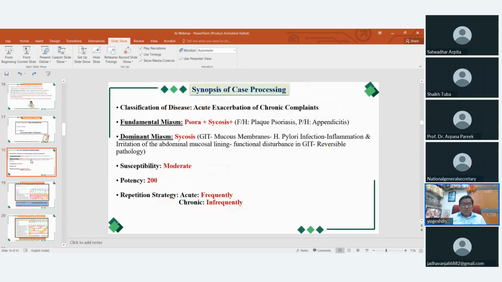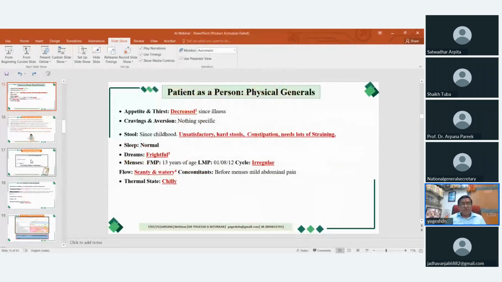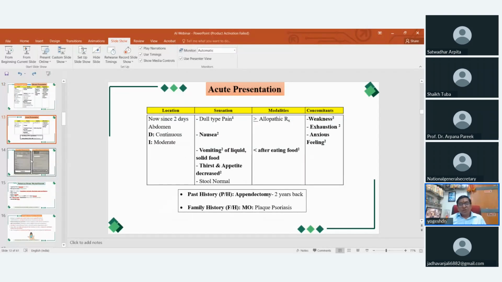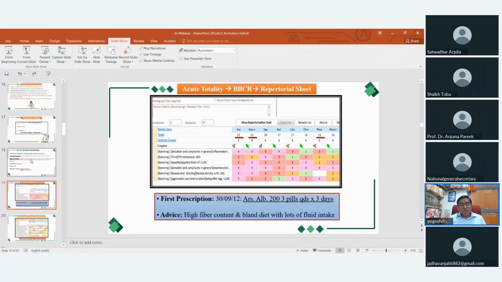There are two things. The case can be viewed, the totality can be viewed, in a repertorial and a non-repertorial approach also. Because if my learned colleagues go through the acute presentation, it is very easy to figure out that we can think about remedies like Arsenicum album or Nux vomica.